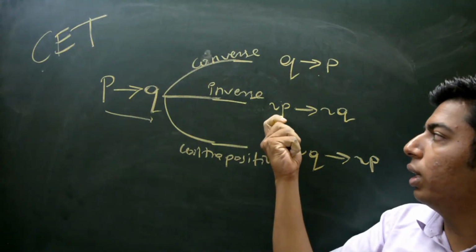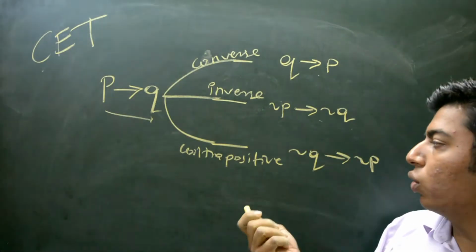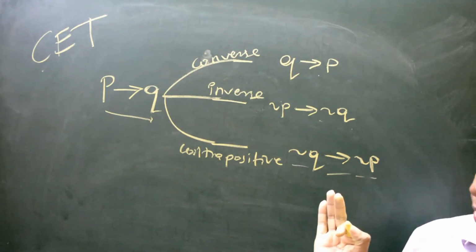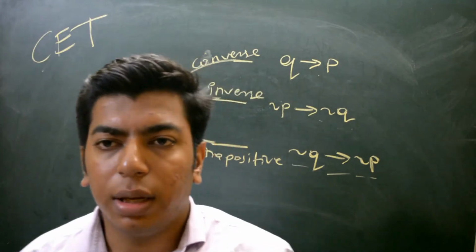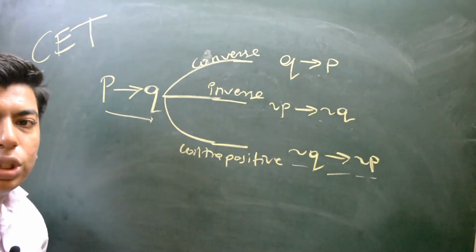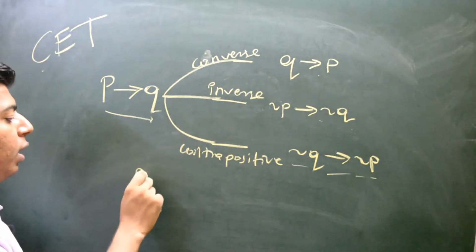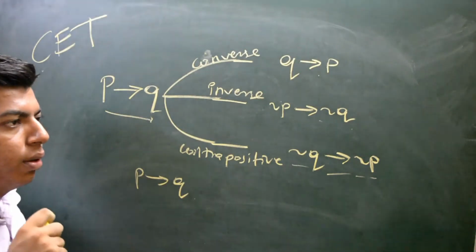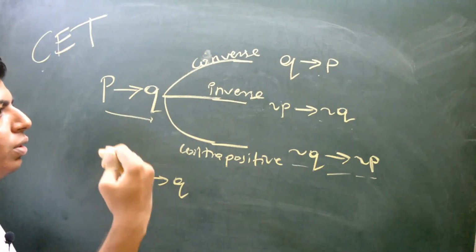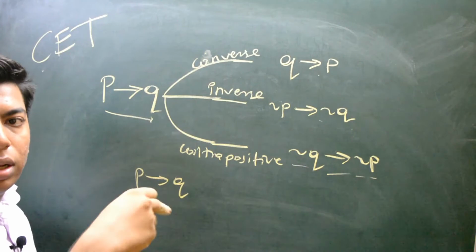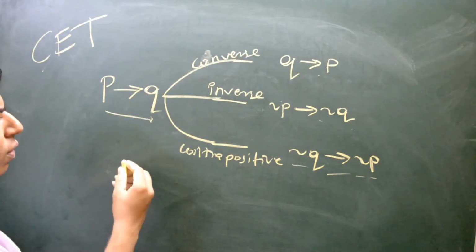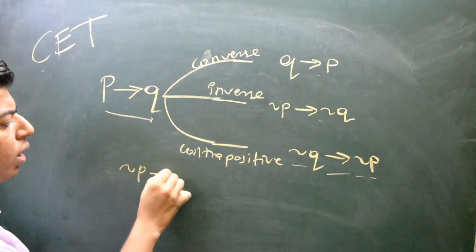The inverse of P implies Q is negation P implies negation Q, and the contrapositive of it is negation of Q implies negation of P. You have to remember this, because in CET they ask in the short question type, what is the converse of P implies Q. Many people do not know the answer, so you must remember this. The converse of P implies Q is Q implies P. Many times they can also ask what is the converse of negation P implies negation Q.